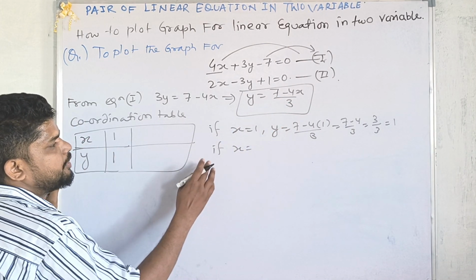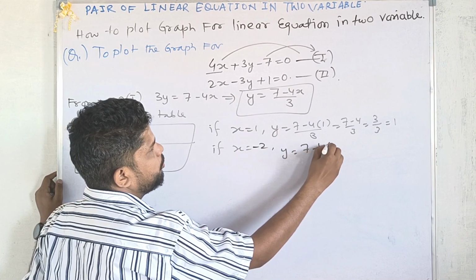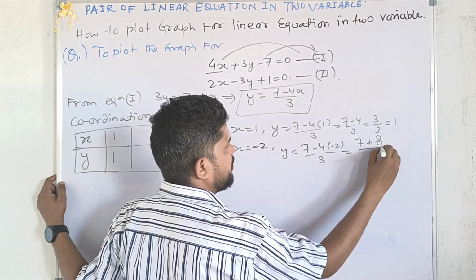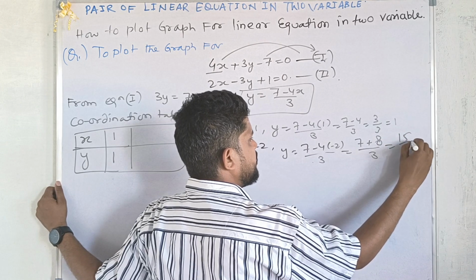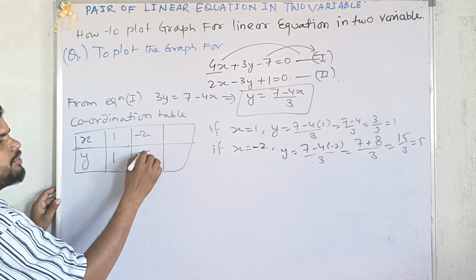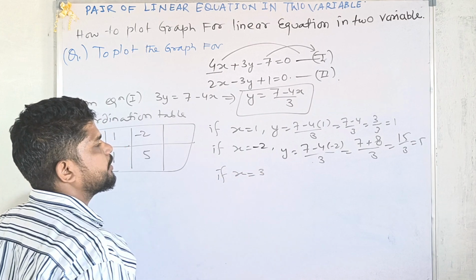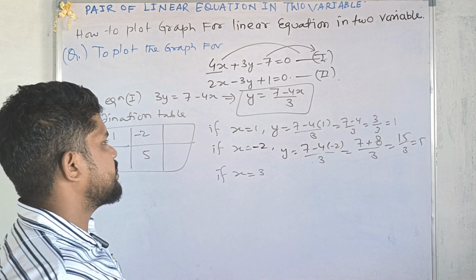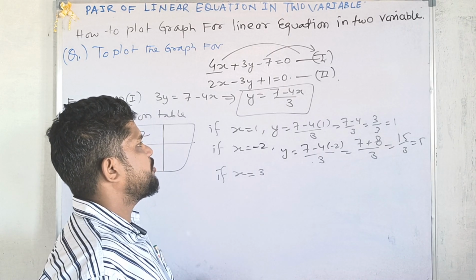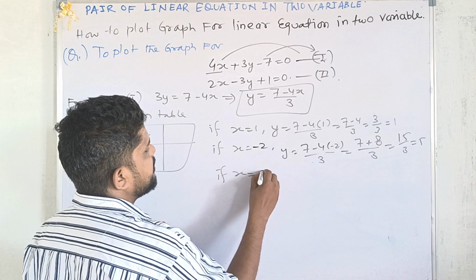So putting x = -2, we get y = (7 + 8) / 3, that is 15 / 3, which is 5. So for x = -2, we are getting the value 5. Now if I put x = 3, 7 minus 12 is -5, so I get -5/3. Just avoid this. Just try to put -3.